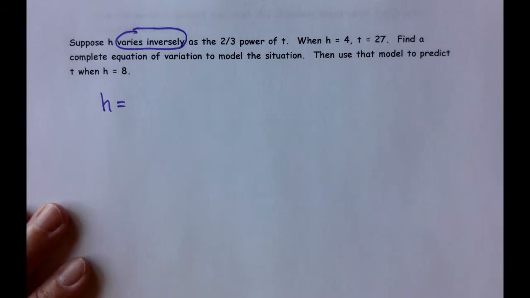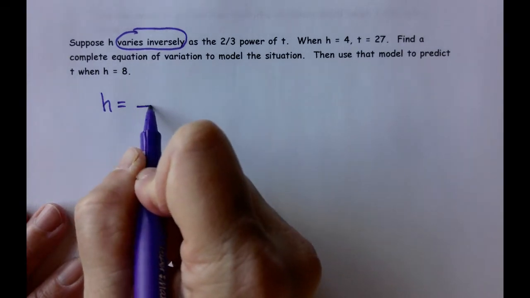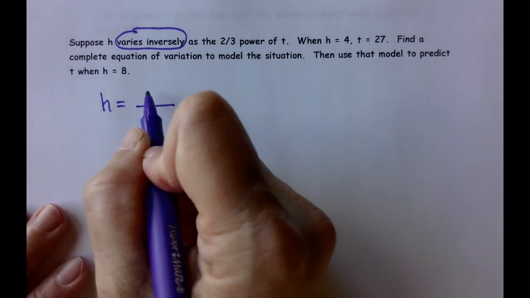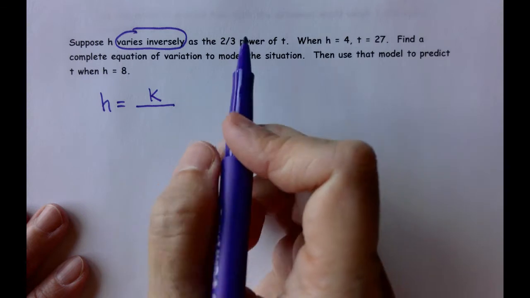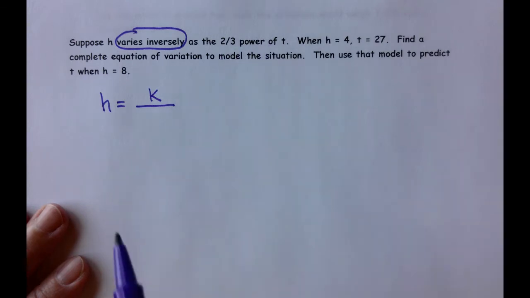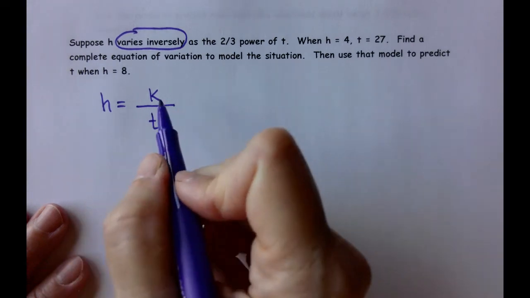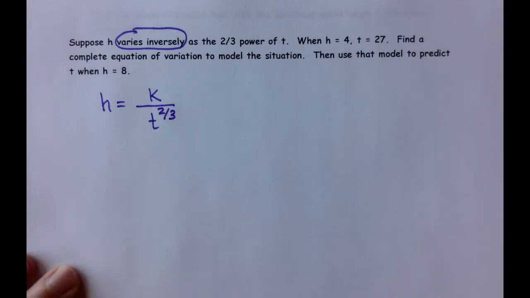H equals. Varies inversely means we will see a fraction format for this right-hand side of the equation, and that fraction format will have k in the numerator, our constant of variation that we don't know yet for this problem, divided by the 2/3 power of t, the second quantity that we come across. So that gets written as t to the 2/3. That's a generic equation of variation for this situation. That takes care of the entire first sentence.